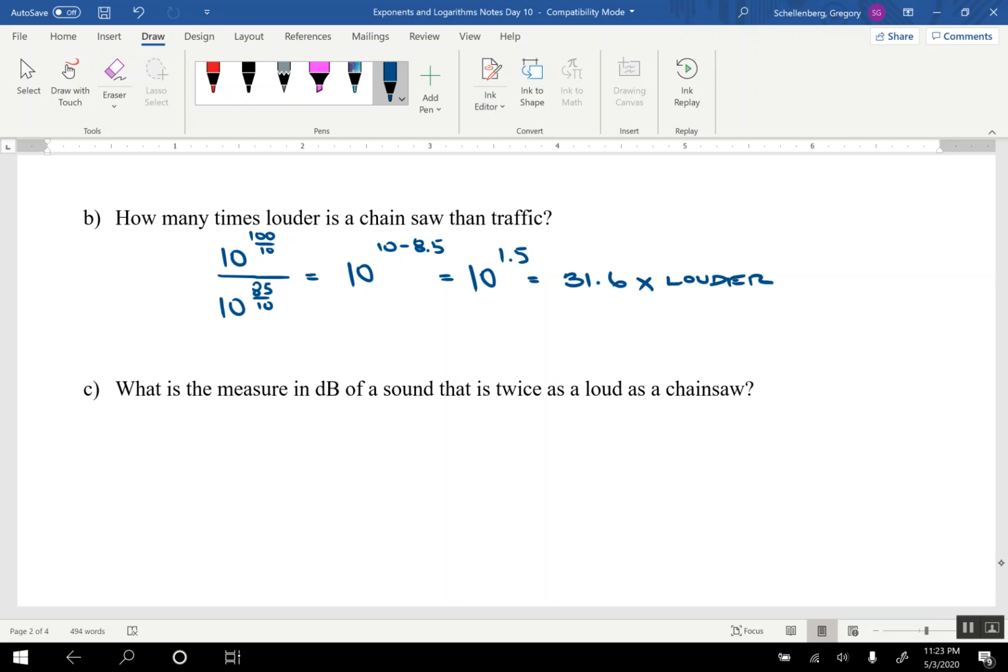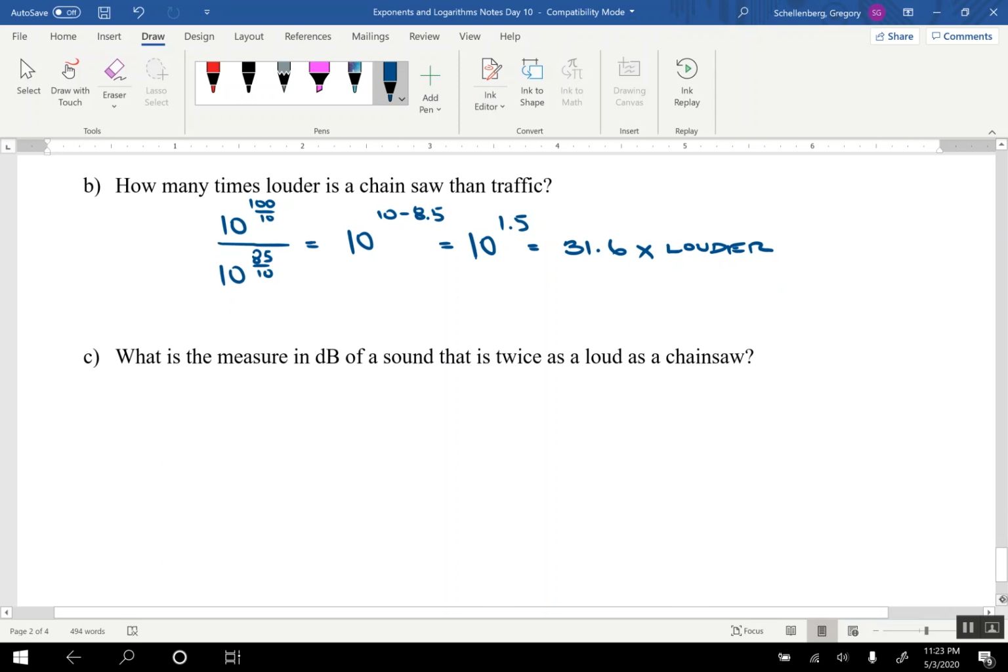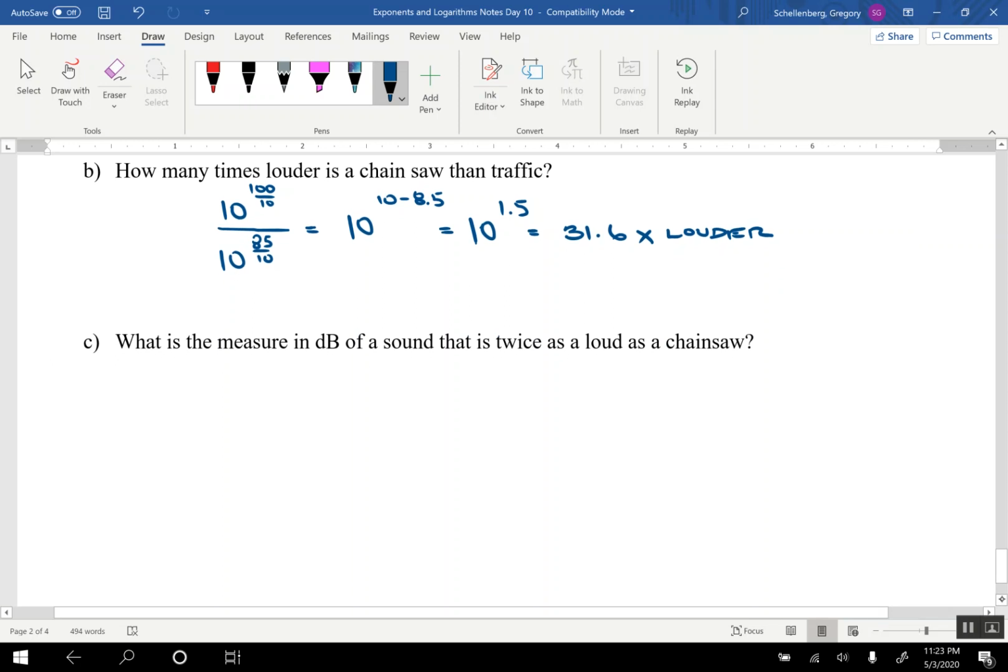Okay, and what is the measure in decibels of a sound that is twice as loud as a chainsaw? So we want 10 to the power of something over 10 divided by 10 to the power of 100 over 10, that's the chainsaw. And this needs to be equal to 2. Okay, this fictitious sound, we want it to be twice as loud as a chainsaw.